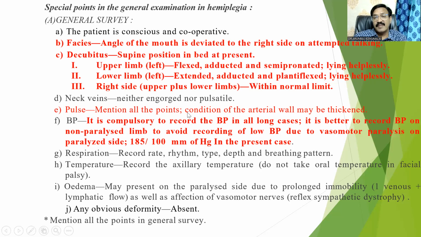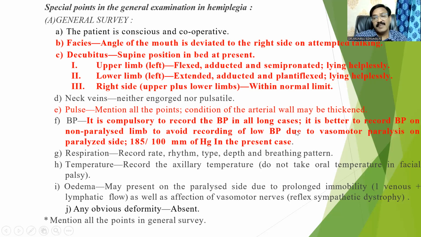Always mention the pulse, whether it is regular or irregular, because an irregular pulse may be due to atrial fibrillation, which may be the cause, an embolic source, of the hemiplegia. Always tell about the arterial wall thickness. When there is vessel wall thickening, it may be an added feature for atherosclerosis and thrombosis.